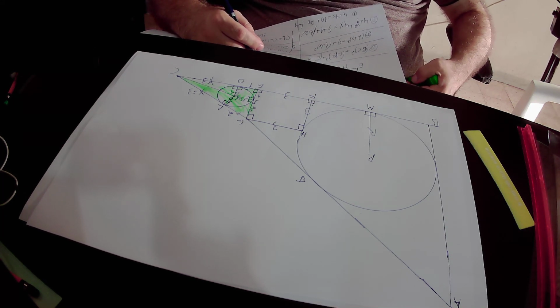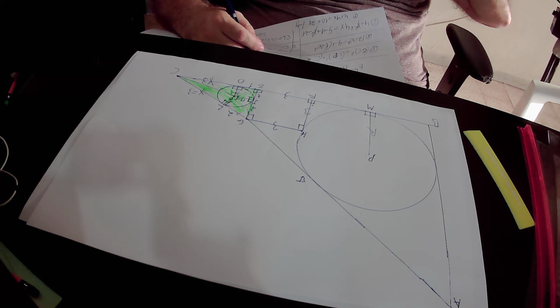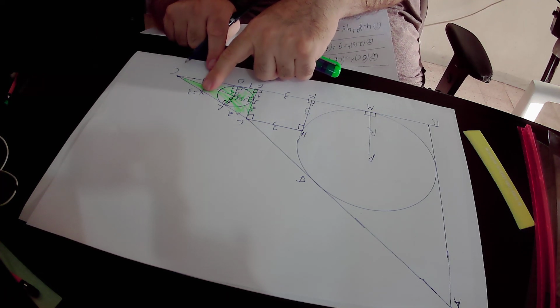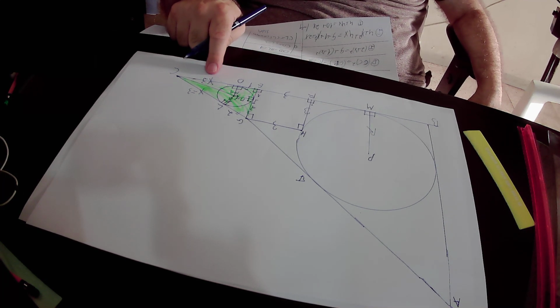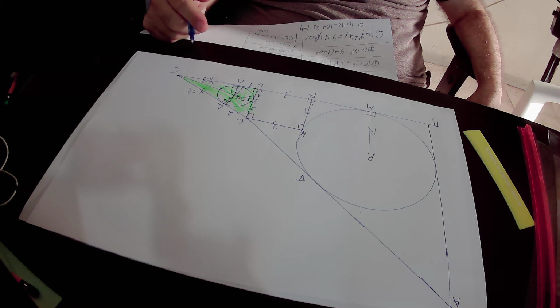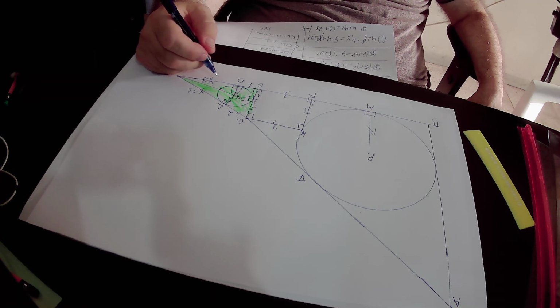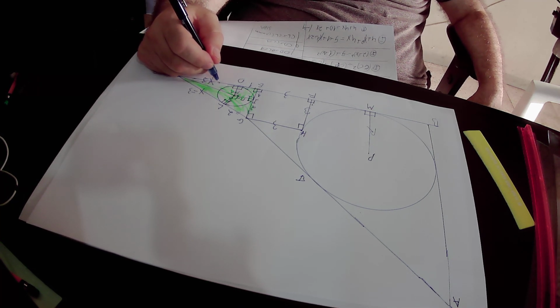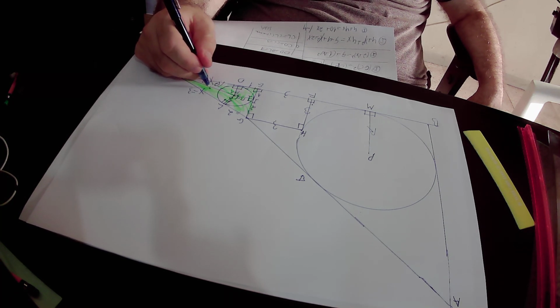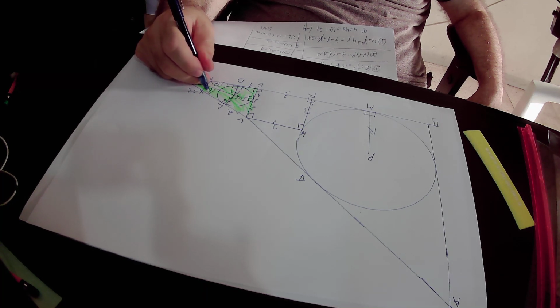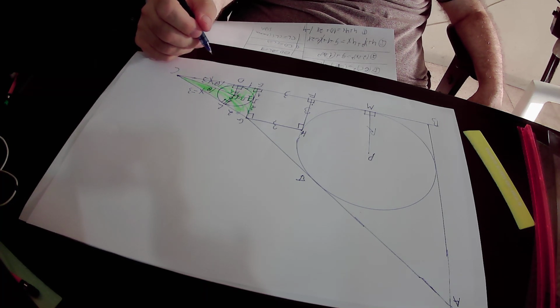Okay, so here, those two angles are equal to each other according to the rule that corresponding angles in congruent triangles are equal to each other. So, if one angle is equal to theta, then the other angle must also be equal to theta because those two angles are equal to each other. Okay?